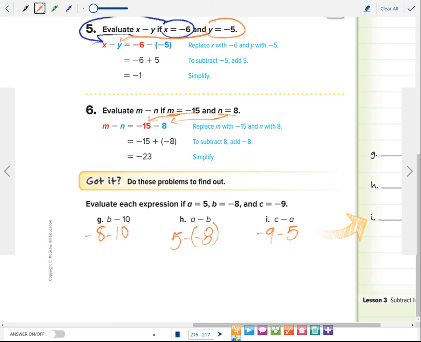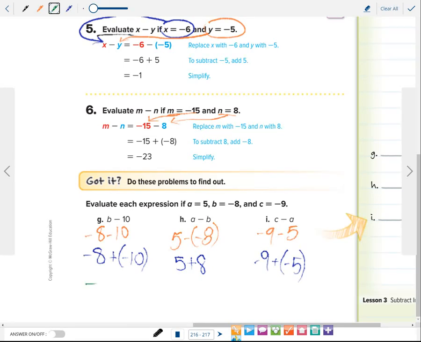All right, now I'm going to rework these. In the orange, I have how you would have plugged in the variables. Then we have the additive inverse, negative 8 plus negative 10, 5 plus 8, negative 9 plus negative 5. And the solution is what you should have.